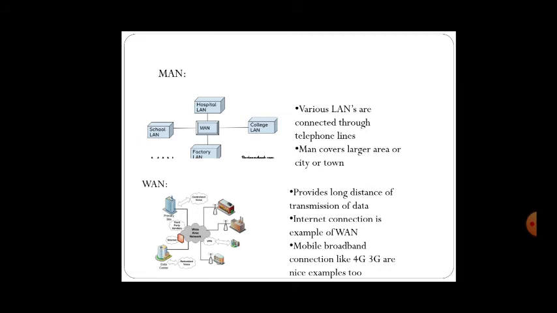So let us see now WAN. What is WAN? Wide area network. It provides long distance transmission of data. Internet connection is the best example of WAN. Mobile broadband connections like 3G, 4G are also nice examples.